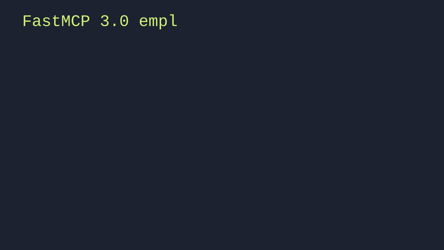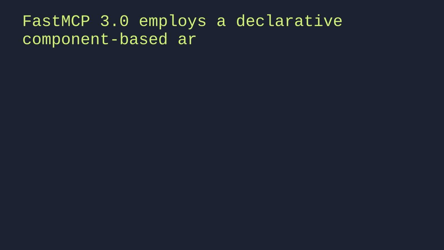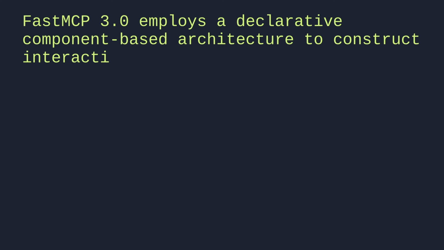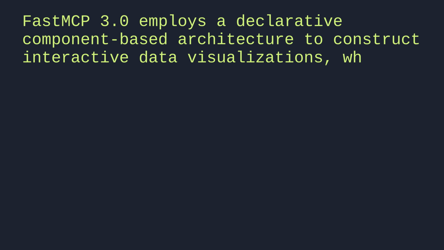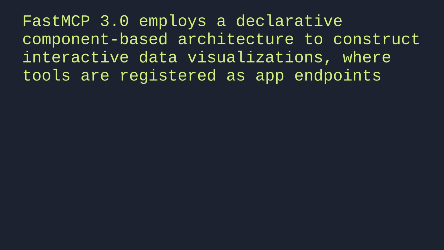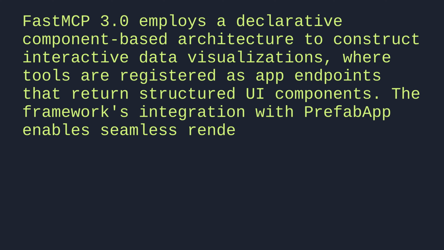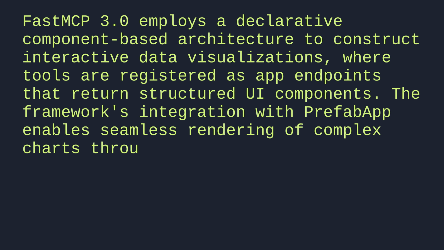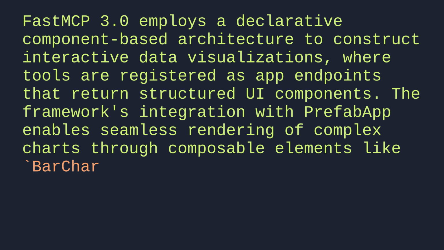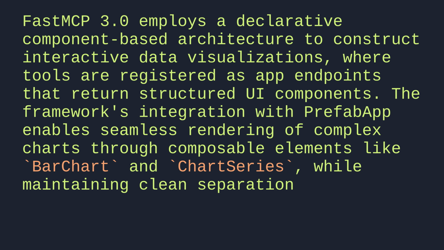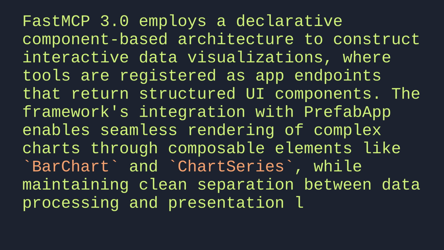FastMCP 3 employs a declarative component-based architecture to construct interactive data visualizations, where tools are registered as app endpoints that return structured UI components. The framework's integration with PrefabApp enables seamless rendering of complex charts through composable elements like BarChart and ChartSeries, while maintaining clean separation between data processing and presentation layers.